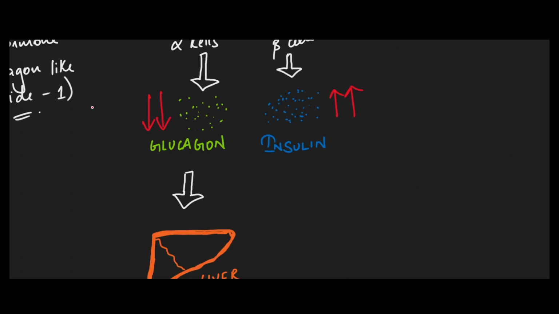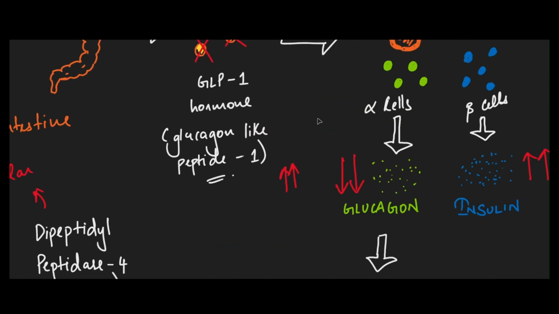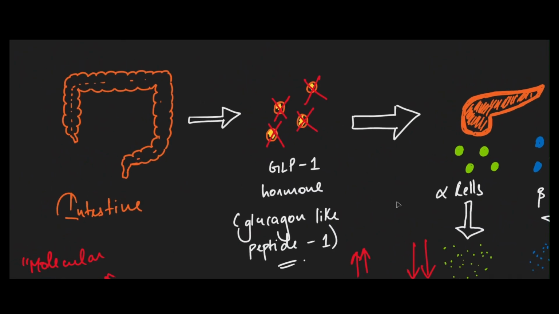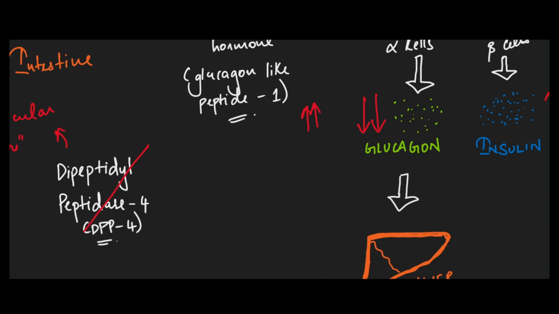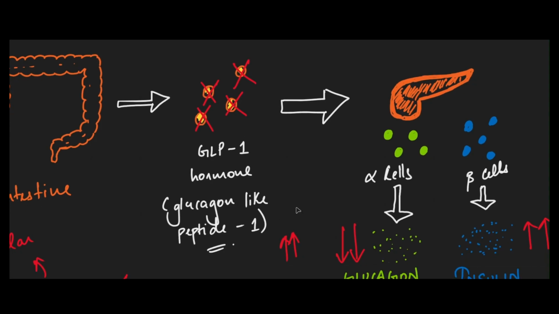So what does it cause? It leads to increased glucagon and it also leads to decreased insulin secretion. So this is not good for us. So what we do is the drug sitagliptin, all it does is that it just simply inhibits the DPP-4. Now by inhibiting DPP-4 enzyme, it leads to the activation of the GLP-1.